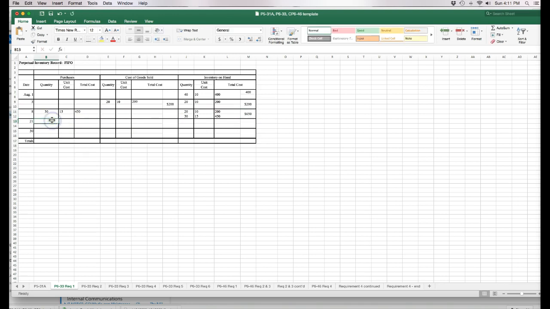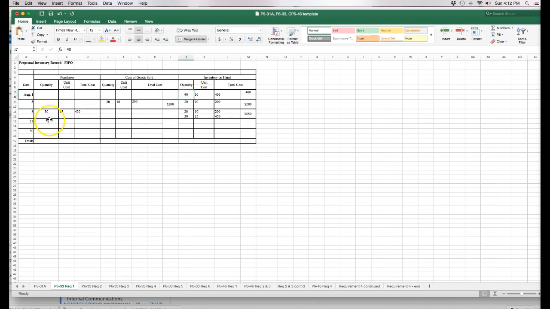Now let's jump ahead to the 21st, where we have sold a total of 40 units. Now this is where the different methods come into play. So here we're talking about FIFO, which is first in, first out. Now when we sold the items up here on the 3rd, we didn't have to worry about first in, first out because we only had that quantity on hand of 40. So that's what we sold it out of.